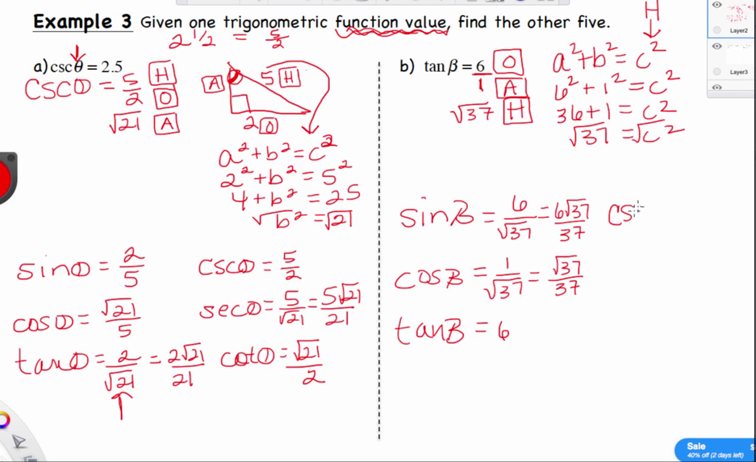And now let's find cosecant, secant, and cotangent. All right, cosecant's the reciprocal of sine, so that's root 37 over 6. Secant's the reciprocal of cosine, which is root 37 over 1, or just root 37. And finally, cotangent's the reciprocal of tangent, and I don't see a fraction, but you can always take your whole numbers and put it over 1, and there's your fraction that you can flip. So cotangent's going to be 1 over 6, and then that is it.